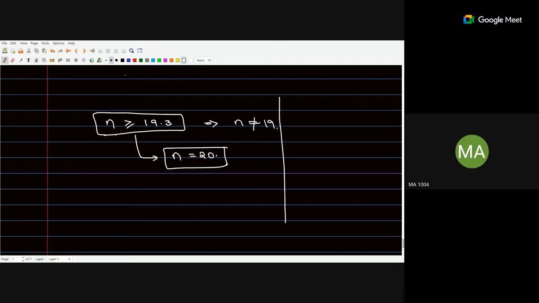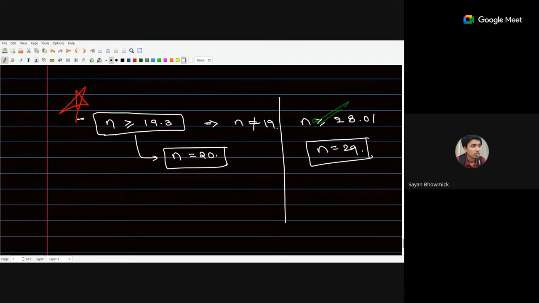I think you just have to let me know where this error has happened. And for the other case, if you get something like 28.01 also, again, sir, it would be 29. Yes, you should always include 29. This is correct. So maybe you should show me where this error has happened. Just check and let us know, and we will compute it. Yes, sir, I'll let you know.